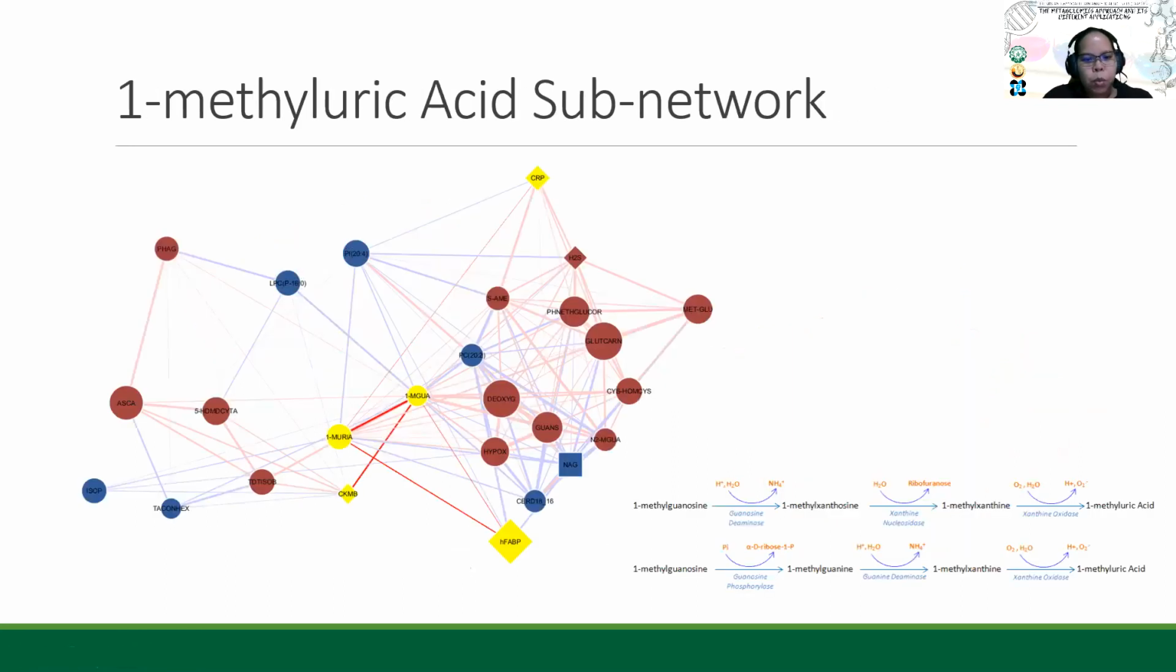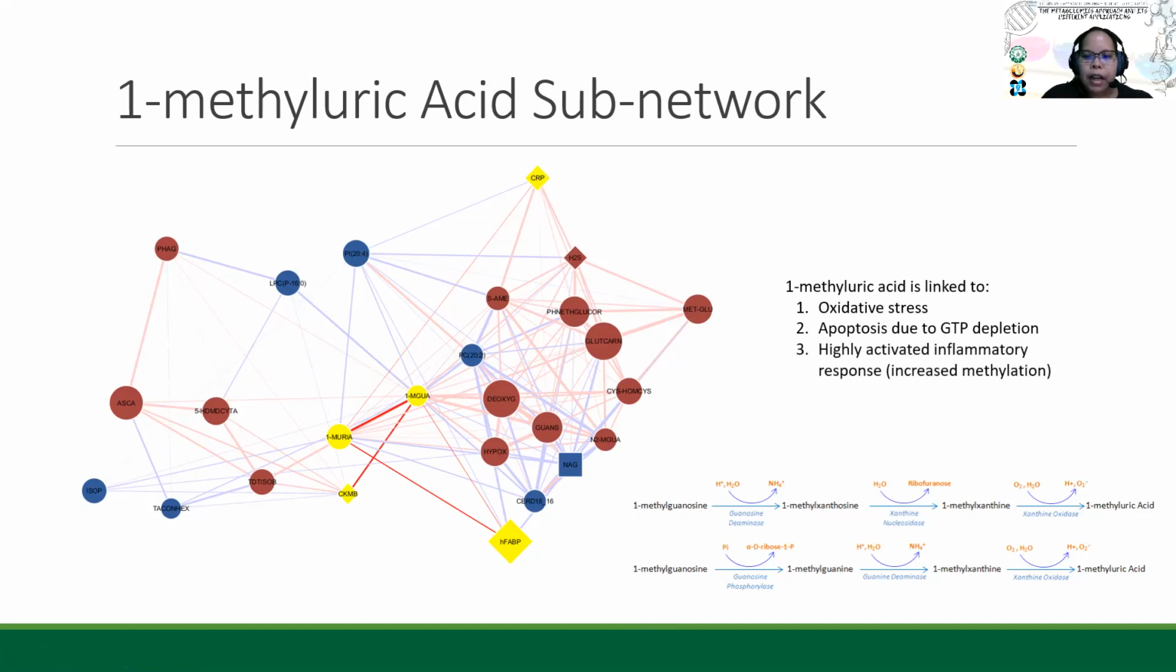This, on the other hand, shows you 1-methyl uric acid that is correlated or associated with your myocardial injury markers such as CKMB, HFABP, and CRP, together in linkage with this 1-methyl guanosine. And here we propose some possible mechanisms by which 1-methyl guanosine is converted to 1-methyl uric acid. And this actually implicates 1-methyl uric acid in possible oxidative stress and apoptosis due to GTP depletion, because the levels of your guanosine degradation products are higher. And there is also the highly activated inflammatory response, as can be observed with increased methylation.